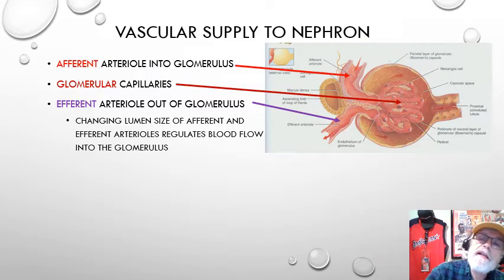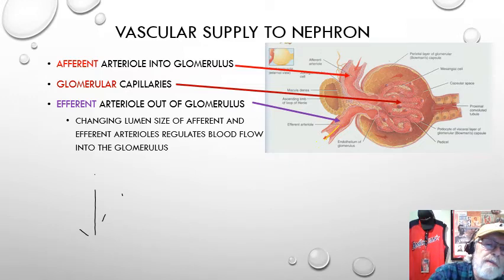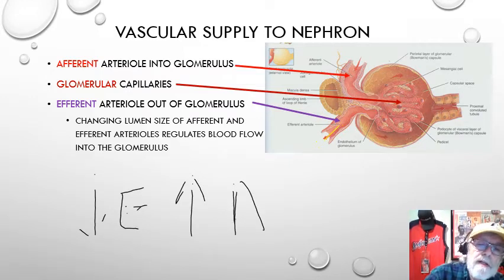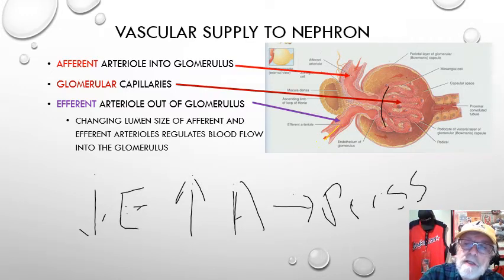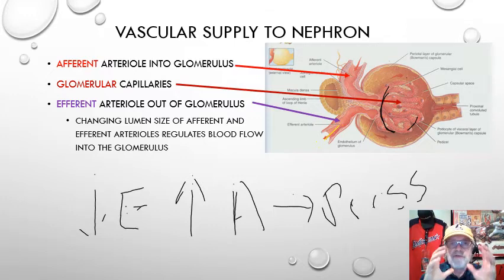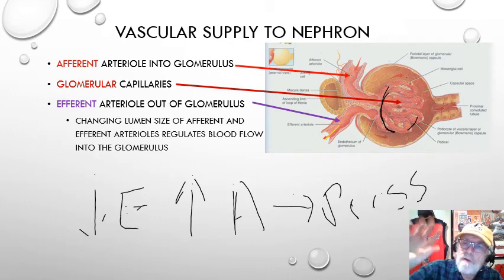So if I decrease the size of my efferent and increase the size of my afferent, that increases the pressure, because there's more blood that's going to be inside those glomerular capillaries. It sort of gets full. So changing the lumen size of the afferent and efferent arterioles helps to regulate the blood flow into the glomerulus. That's why we have an arteriole, a capillary, and an arteriole, which is a very unique way to have our vascular structure anywhere in the body.